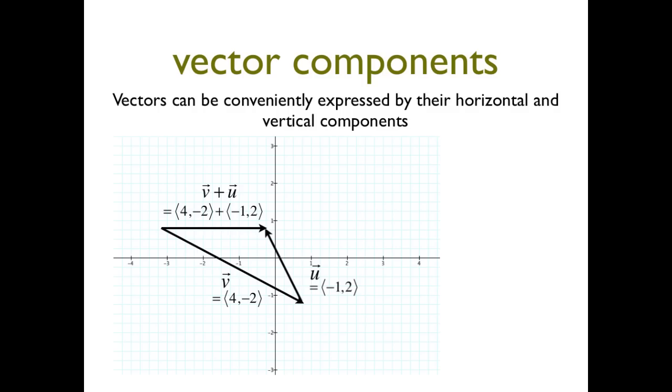So this is the beauty of components. You can just add horizontal and vertical components because they're the same quantity, right? And we get 3, 0. And that agrees with the vector that we're seeing there. It has a horizontal change of 3 and no vertical change, right? 0 vertical change.